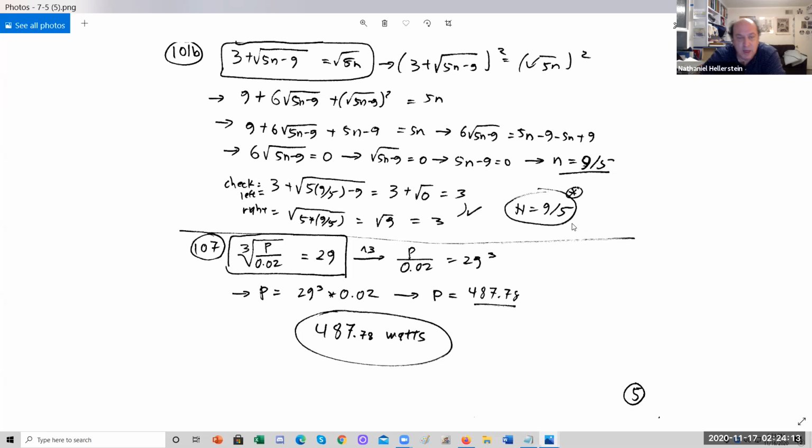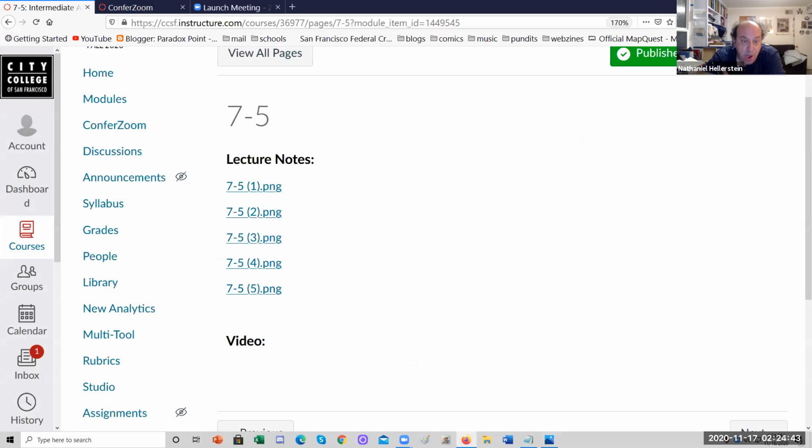A surprisingly easy answer. Here, the cube root of p over 0.02 is 29. So we cube both sides. p over 0.02 equals 29 cubed. Transpose the 0.02. p equals 29 cubed times 0.02, which is 487.78. And this was a word problem involving watts, and the answer is 487.78 watts. Okay, that concludes this section here.